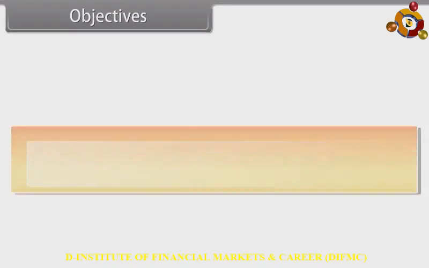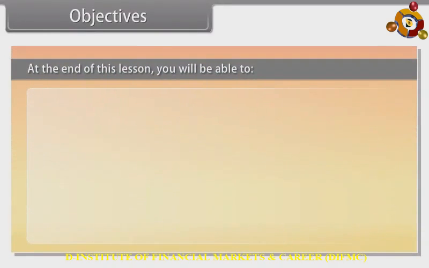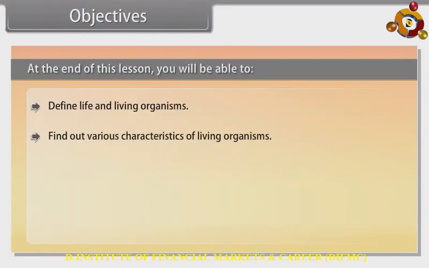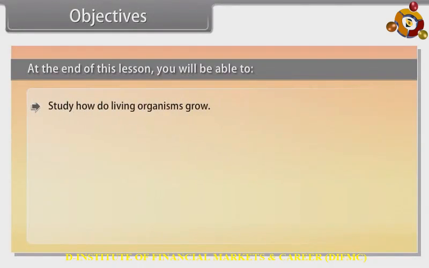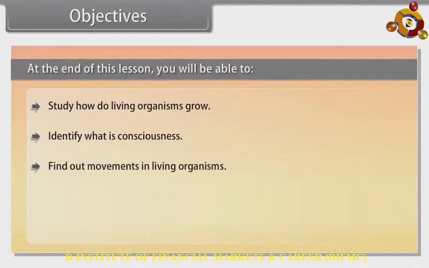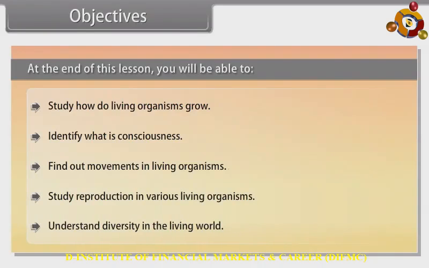Objectives. At the end of this lesson, you'll be able to define life and living organisms, find out various characteristics of living organisms, understand cellular structure of living organisms, find out organization of living organisms, study process of metabolism in living organisms, study how do living organisms grow, identify what is consciousness, find out movements in living organisms, study reproduction in various living organisms, and understand diversity in the living world.